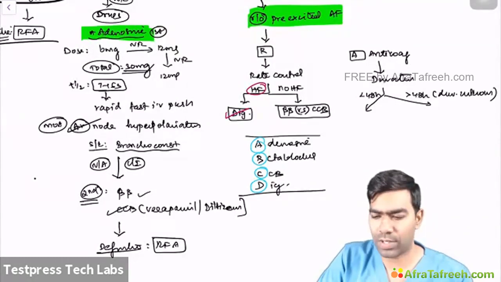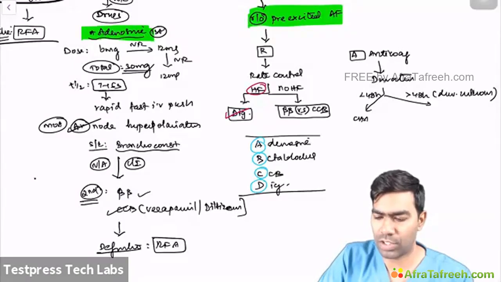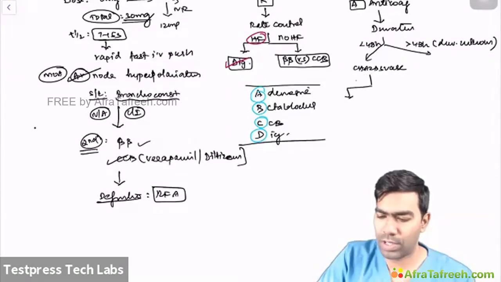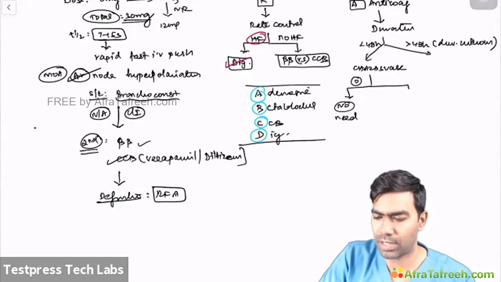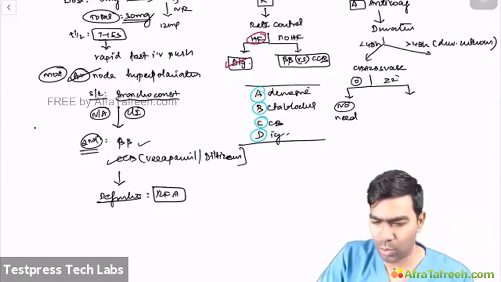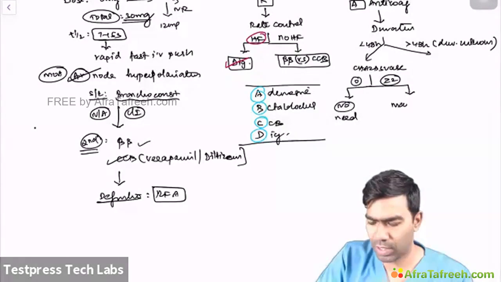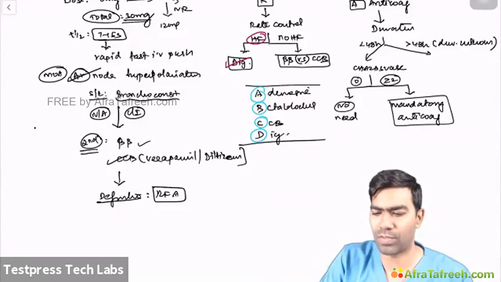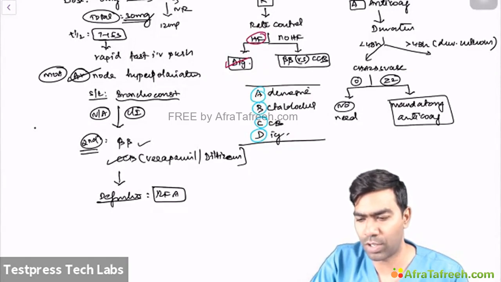So if less than 48 hours, then in that setting, you have to see the CHA2DS2-VASc score. I'll tell you what is CHA2DS2-VASc. Once you see the CHA2DS2-VASc score, if it is going to be 0, then you don't need any anticoagulation. These patients are a special group of patients which I'll discuss. If it's more than or equal to 2, then definitely you need mandatory anticoagulation. You have to start with anticoagulation for sure if the CHA2DS2-VASc score is more than or equal to 2.